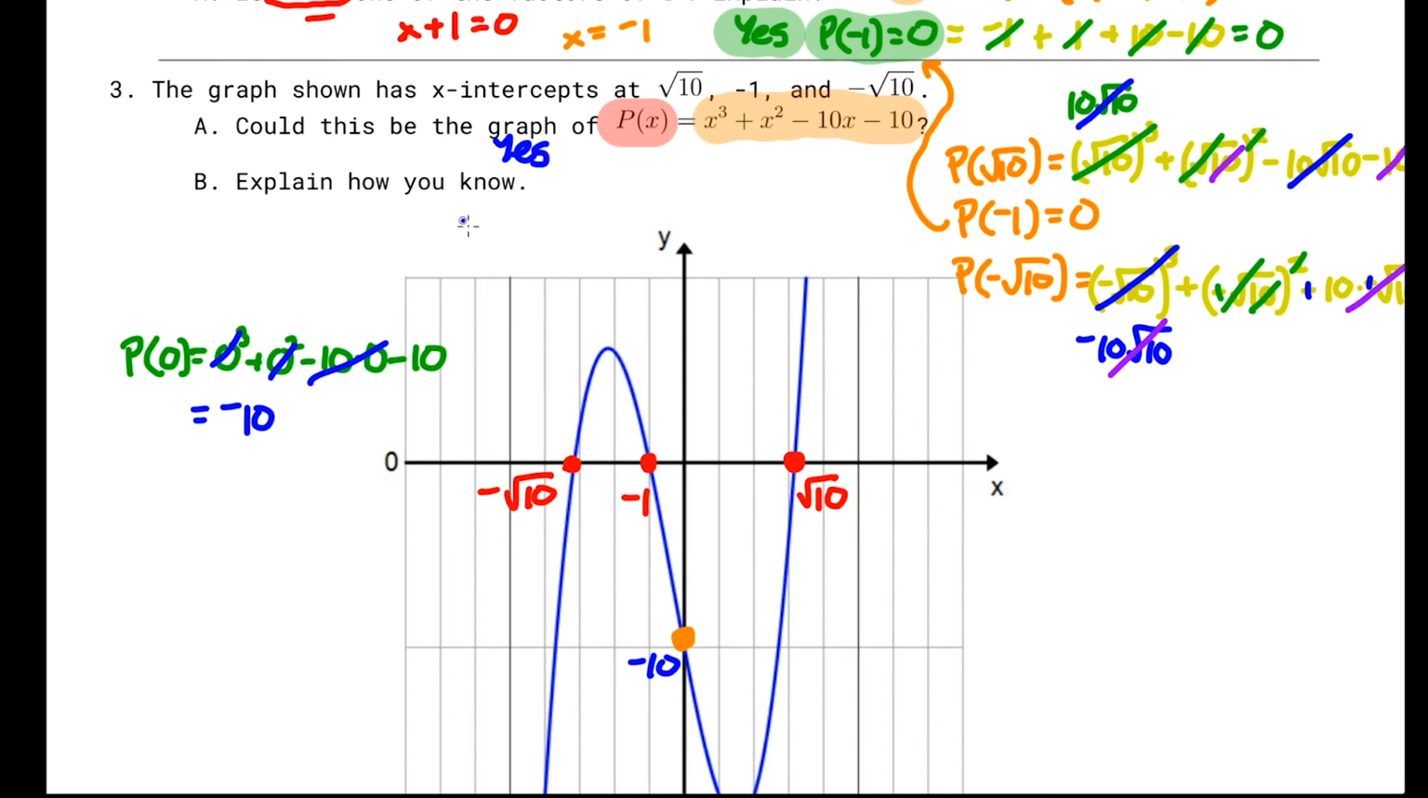And it says explain how you know. I know based on the characteristics. I checked the x-intercepts and y-intercepts. I know because the x- and y-intercepts check out. Not a very mathematical answer, but you understand what I'm getting at here.